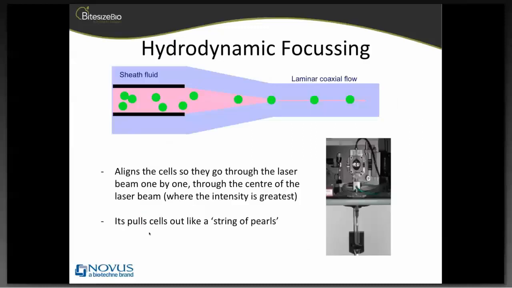So when your cells are put onto the machine, they are pressurized and they go through the sample injection port into the flow cell. And within the flow cell, the cells are hydrodynamically focused by the sheath fluid so that they come out one by one.